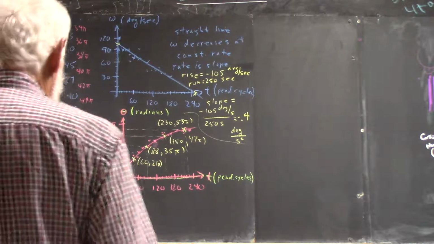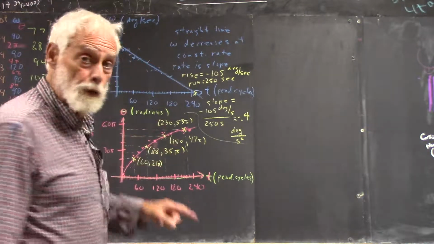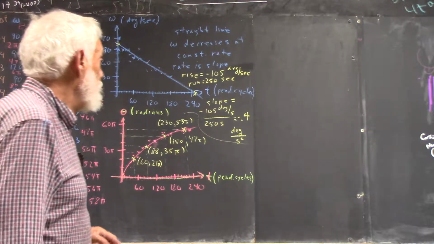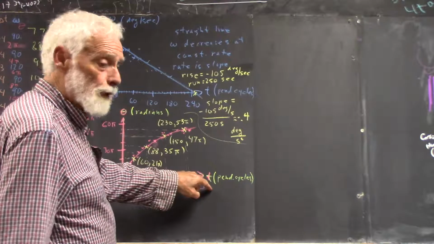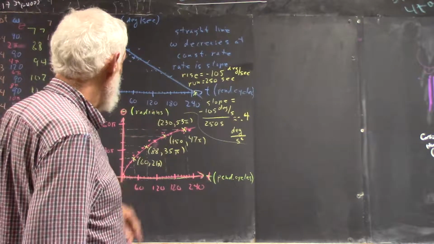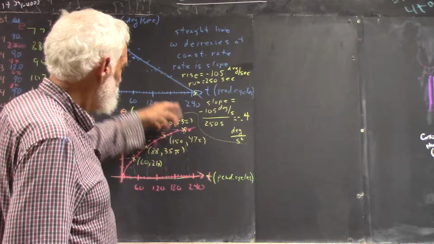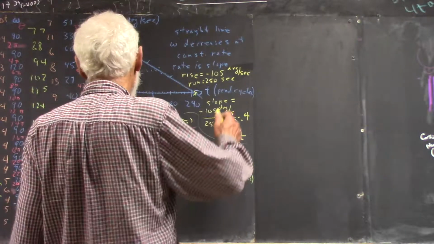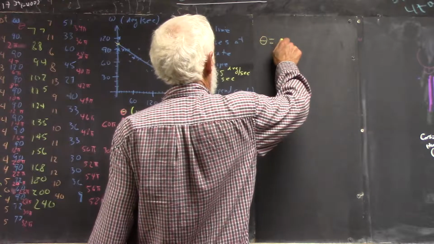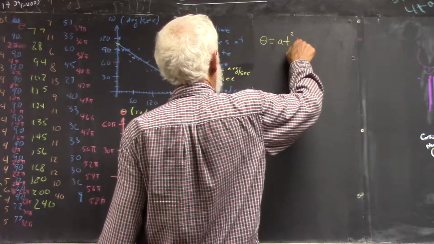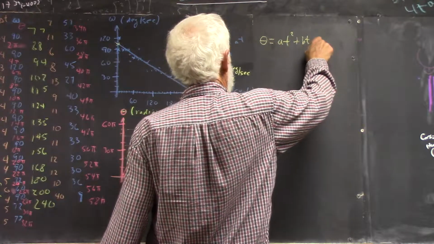Okay, so we have 3 points on this graph, and we want theta to be a quadratic function of t. We're going to test that. After we get our function, we're going to see if some of the other points make sense. So we're going to write theta equals a t squared plus bt plus c.